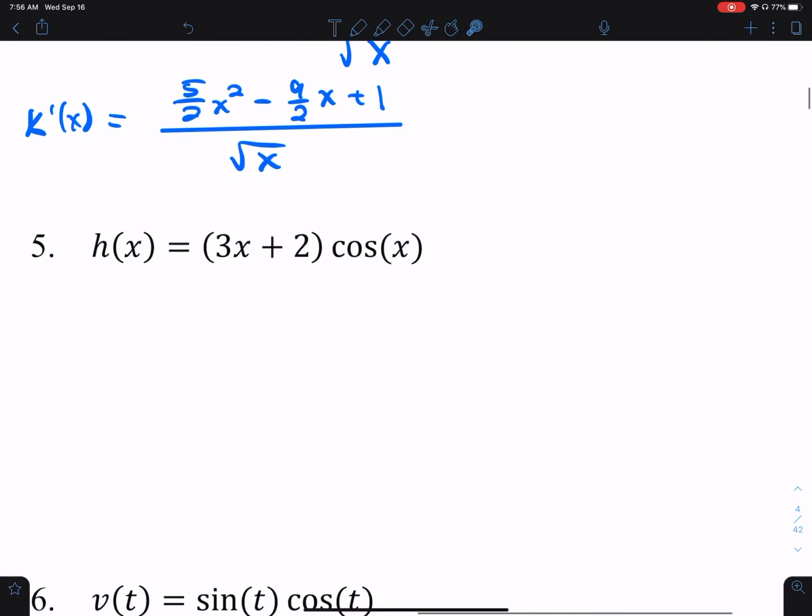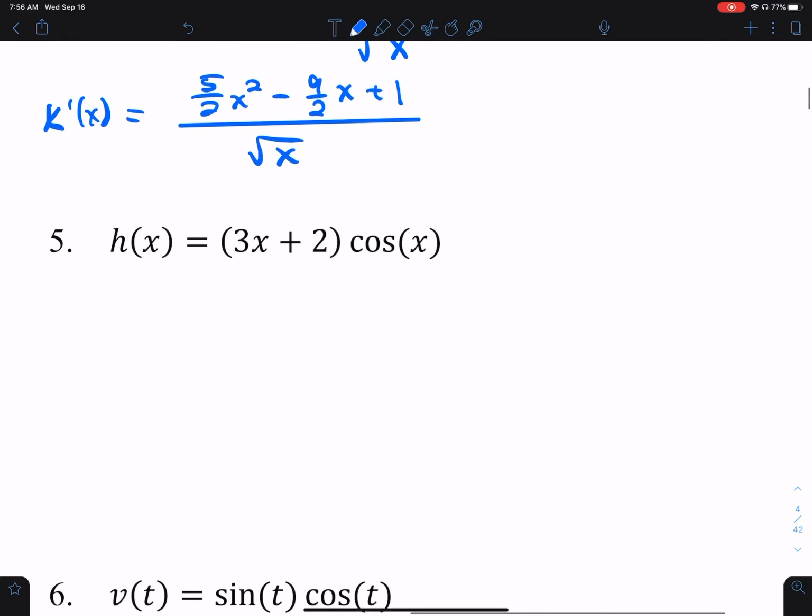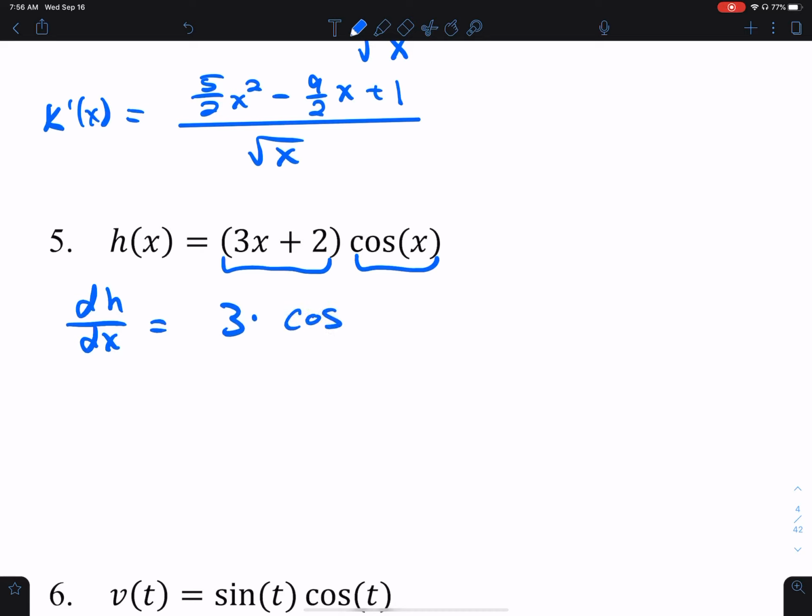Number 5. Let's use Leibniz notation. The derivative of h with respect to x. Straight up product rule. Take the derivative of 3x plus 2, the first function, that's 3, times the second function, plus the first function, it's multiple terms, so you got to put it in parentheses, times the derivative of the second function. The derivative sign is negative sine of x.